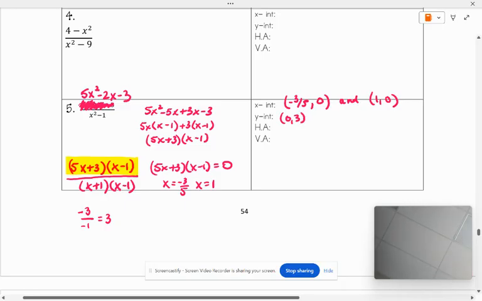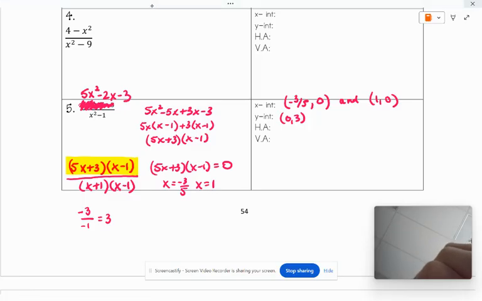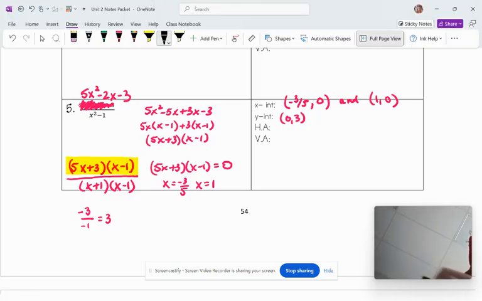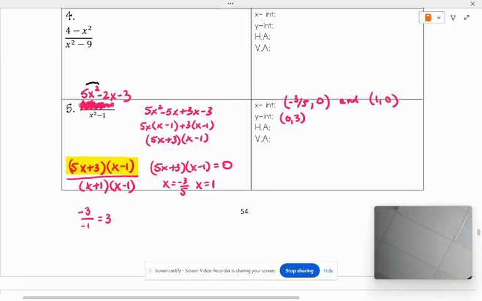Horizontal asymptote. Ooh, let's go back to before we factored it. What was the highest exponent represented in the numerator? X squared. What was the highest exponent represented in the denominator? X squared. So it'll be 5 over 1. My horizontal asymptote is y equals 5.